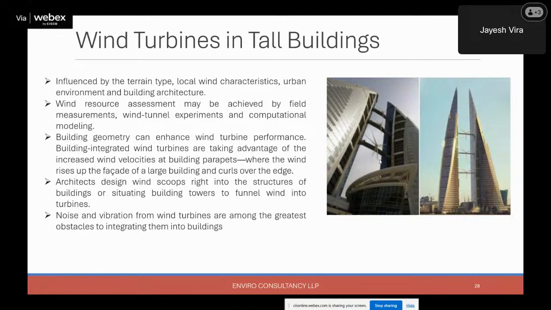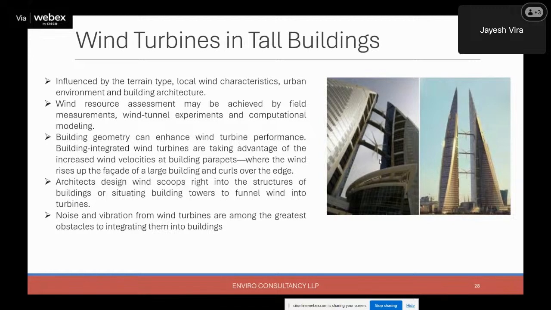Installing wind turbines into tall buildings. This is one of the iconic buildings of Bahrain, the Twin Towers, where wind turbines have been installed. Mostly, to install these types of wind turbines, the most important part is to do a wind assessment. That can be done by field measurements or even through computational fluid dynamics modeling, to understand how the wind would flow at a certain height, or at which orientation you can install the windmill.